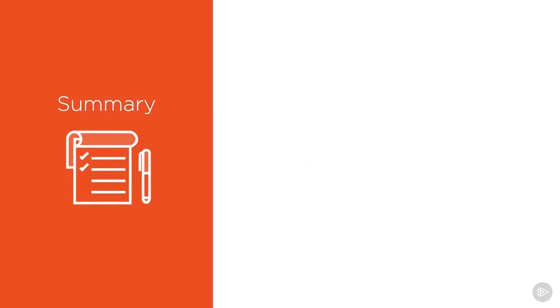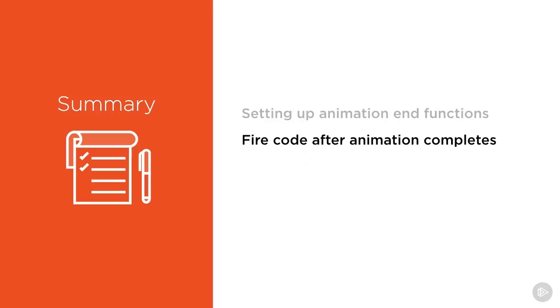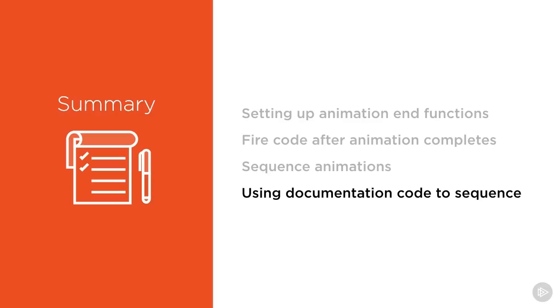So in summary, what we've done in this section is we've set up animation end functions that will run code as soon as an animation is complete. We then fired the code after the animation completes, and then we started to sequence animations. Okay, once this animation is complete, then go in and fire this other animation. But then we also used the documentation to make it more simple to code the sequence. And so we grabbed the other code that allows us to simplify how we add on animations without having to do add class or remove class or toggle class or anything like that. So that is a couple different ways that you can fire code after an animation completes.